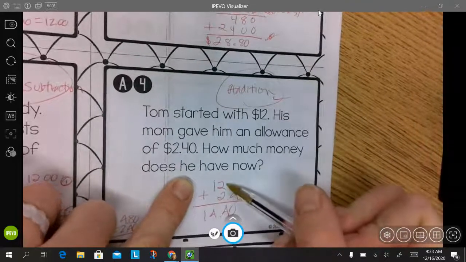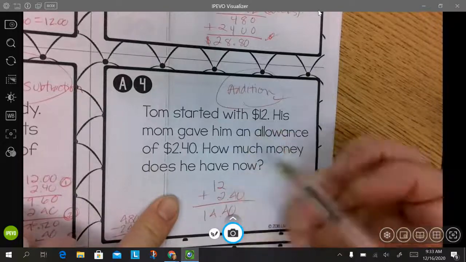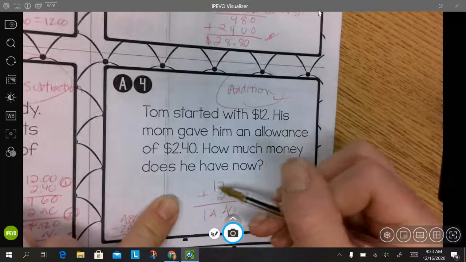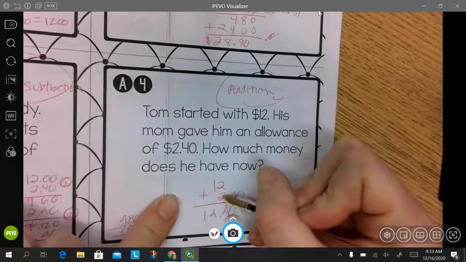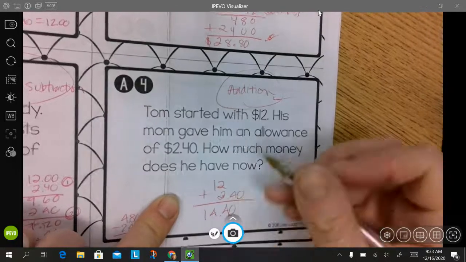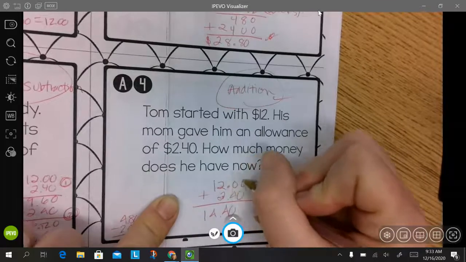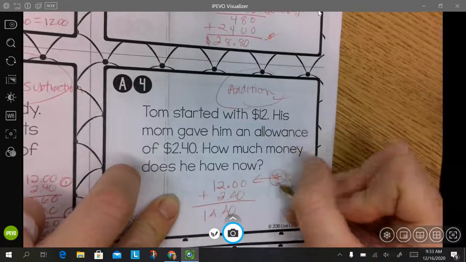When you have $12 here, you want to make sure that you put them in the right column. So this is 12 whole dollars. This is 2 whole dollars. This is just 40 cents, okay? So you want to make sure that you line up your decimals. That's one very, very important thing.